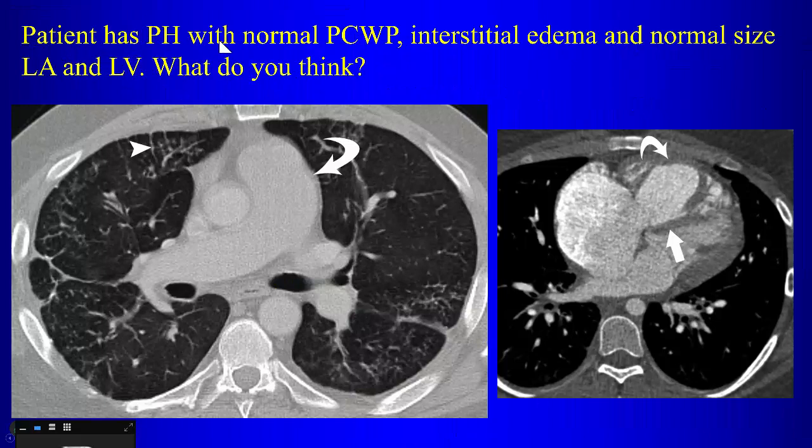This patient has pulmonary hypertension with normal pulmonary capillary wedge pressure, right? But there are signs of interstitial edema. There's interlobular septal thickening, right? You can see the main pulmonary artery is dilated, the right ventricle is dilated, hypertrophied, right atrium is dilated. This patient has pulmonary hypertension, but with signs of interstitial edema.